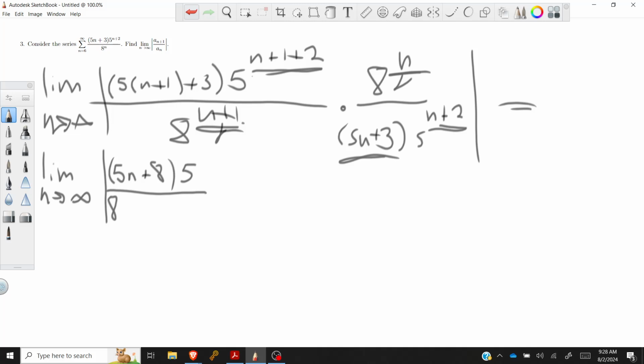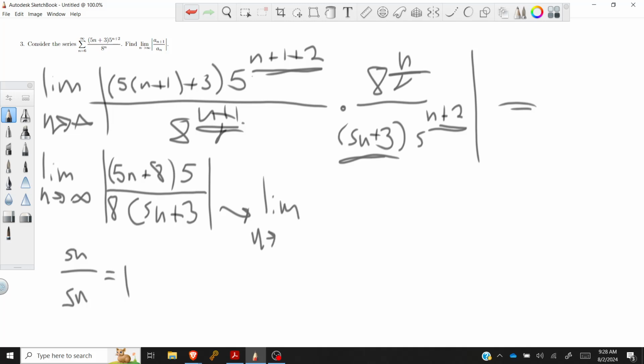And then we still have this 5n plus 3. So if we take the limit of this equation, we can see that the coefficients are the same here. So this is going to be equal to 1. So we can just completely write that off. We can evaluate as if that did not exist, right?